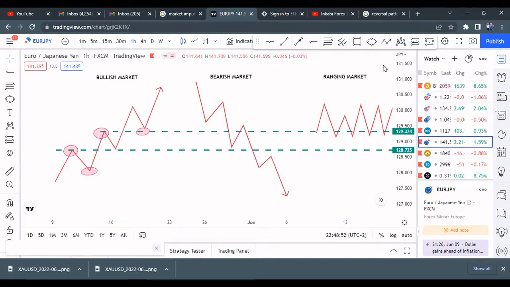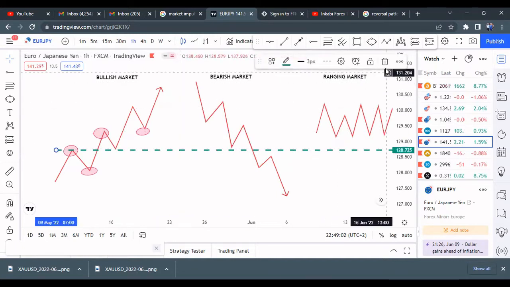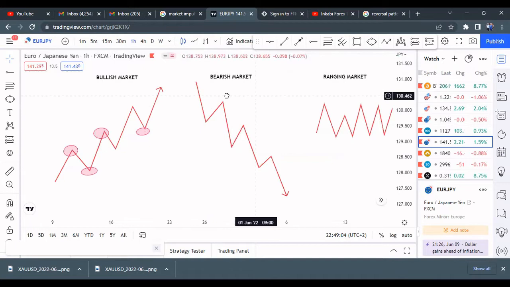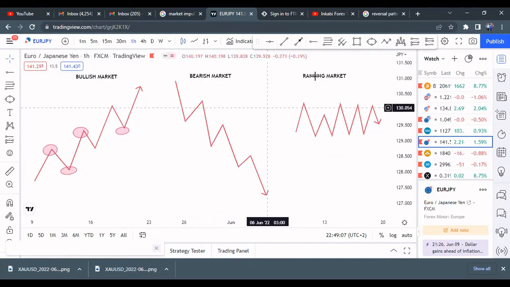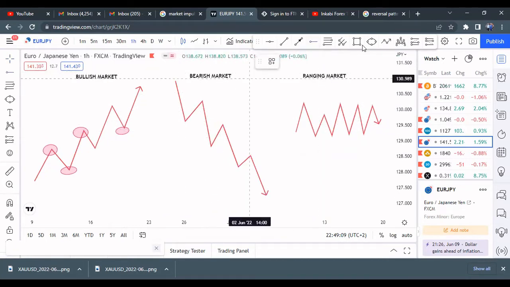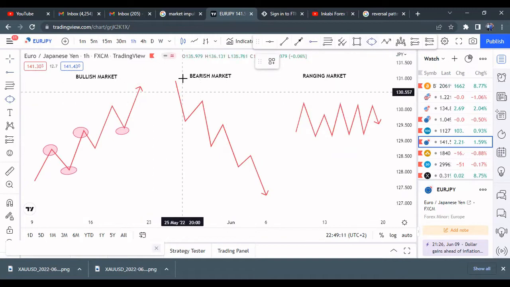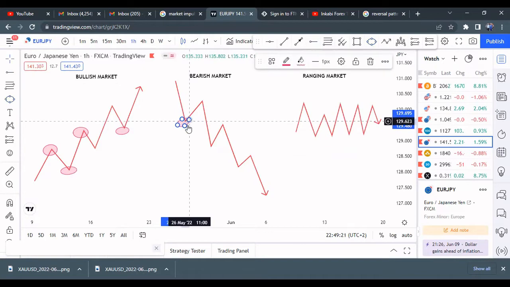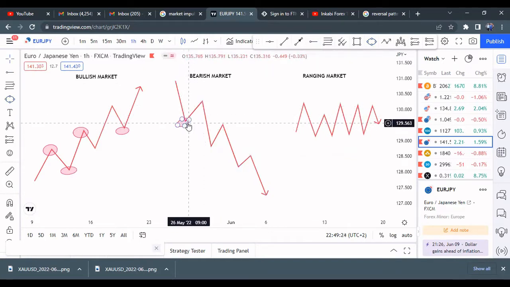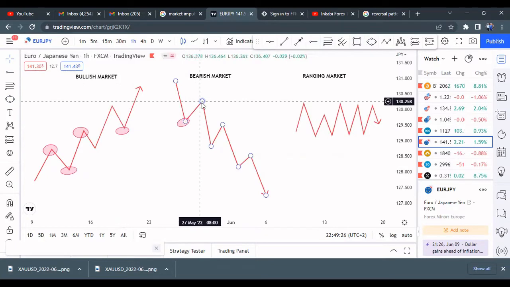So then we have a bearish market. Let me clear this first. Right, so now we're dealing with a bearish market. In a bearish market, we have a price starting from here. As it moves down, we have this area where it rejected. As it rejected, we should see if it tests somewhere. As it goes, it will test here.